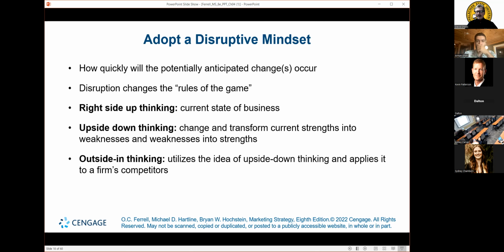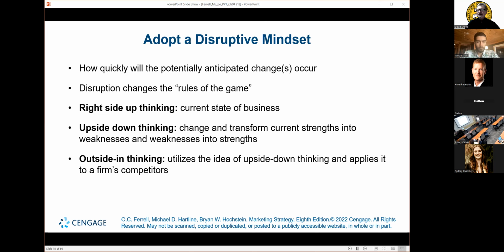So what is upside down thinking? Upside down thinking looks at our current strengths and sees if they could be transformed into weaknesses. In other words, we see the other side of what's behind the curtain. Is there an Achilles heel to this particular advantage that we have? And if we can find that, then ultimately it might change fundamentally how we consider our strengths.